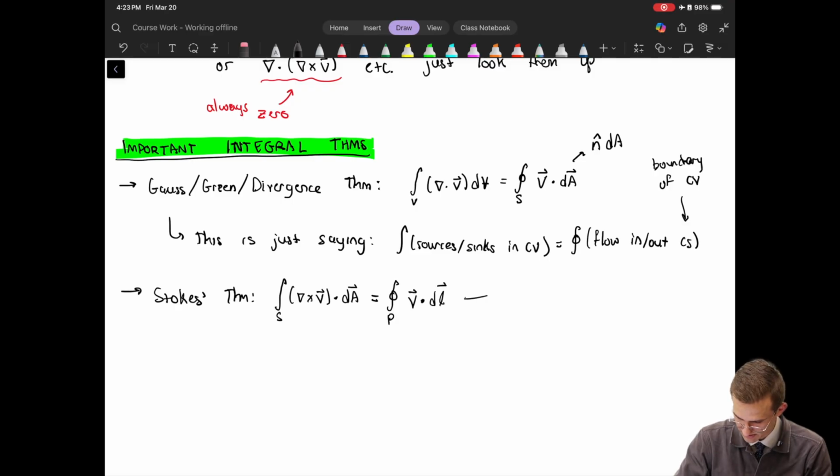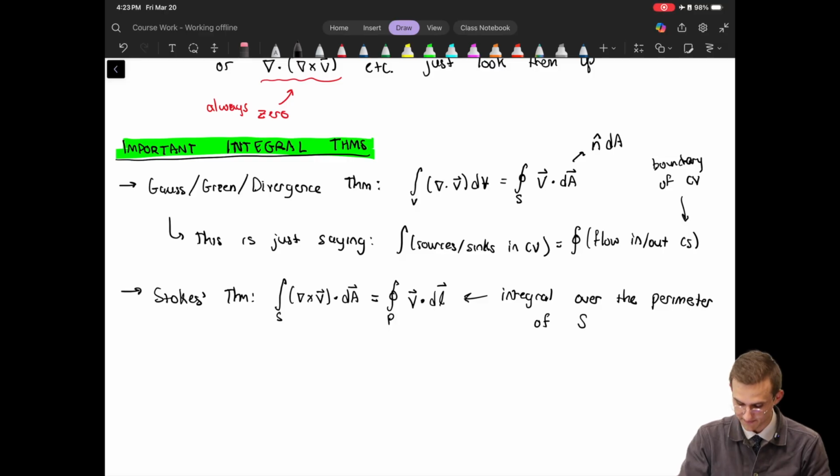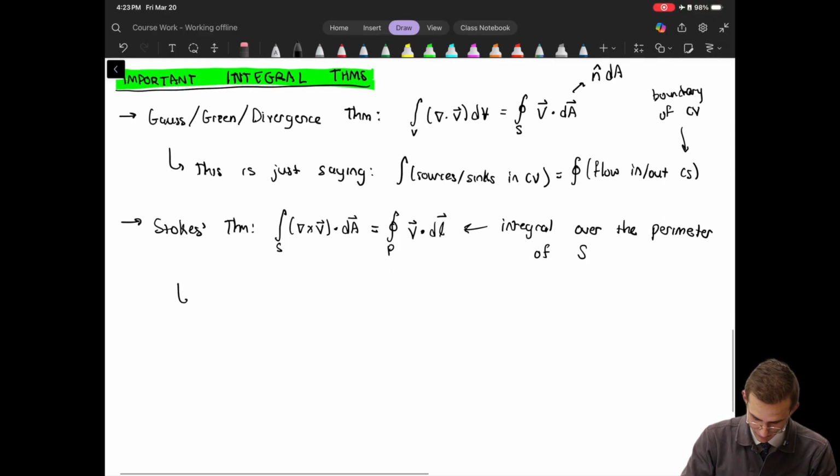Okay, so just to be clear, that's the integral over the perimeter. So the path of your integral is following the perimeter of your integration surface S on the left-hand side. Okay, so this one's a little bit more mystical than Gauss's theorem.